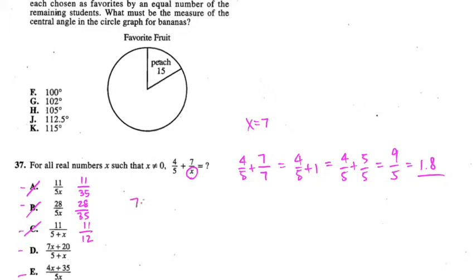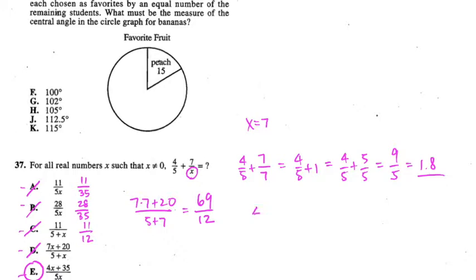7 times 7 plus 20 over 5 plus 7. That's 49 plus 20, 69 over 12. That's much bigger than 2. That wouldn't be the answer. That leaves us with E. E is going to be our answer.